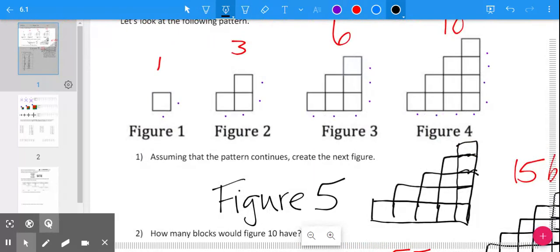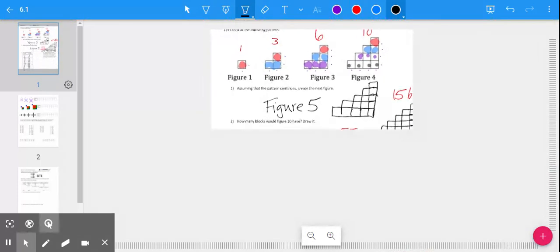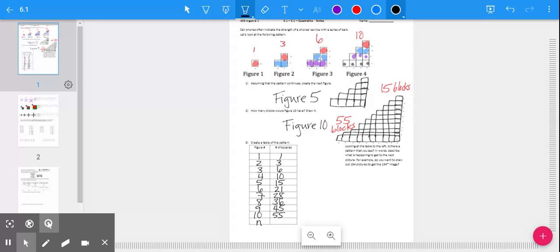And the way I think about this is each time it's like we're adding another row at the bottom. And that's how I made my table a little bit easier. So I have this one that shows up every single time. And then I have these 2 that appeared in figure 2. And then I have 3 more that appeared in figure 3. And 4 more in figure 4. So I just kept adding another bottom row that matched the number of figures.